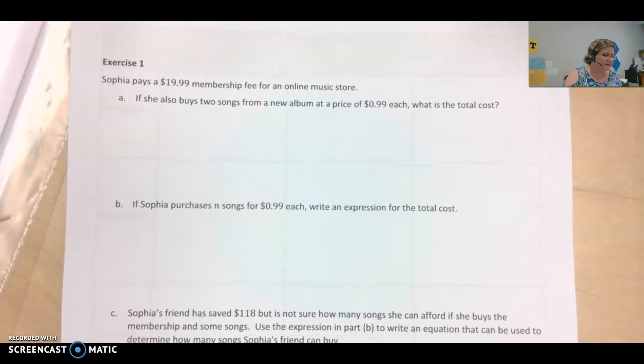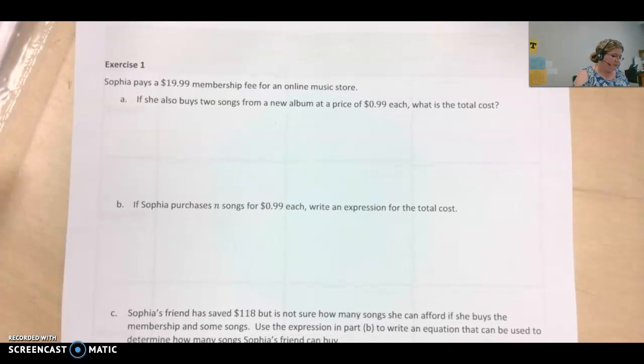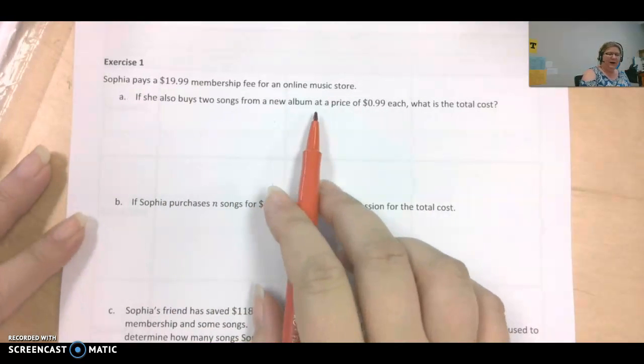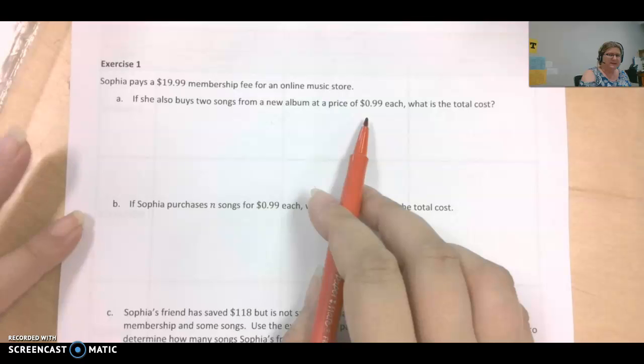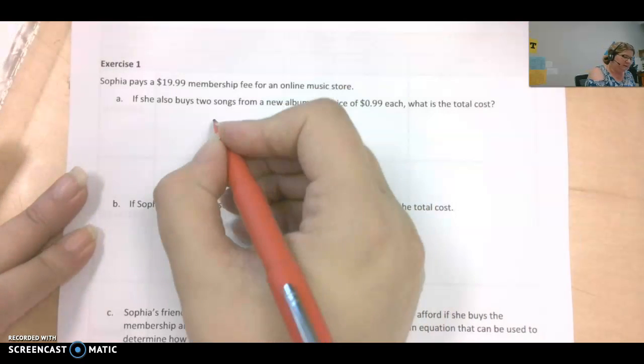Okay, continuing lesson 7. We have another situation. Sophia pays $19.99 membership fee for an online music store. She also buys 2 songs from a new album at a price of 99 cents each. What is the total cost?